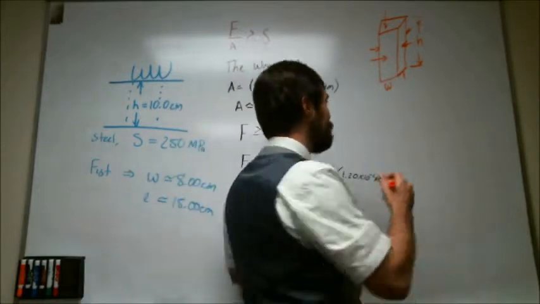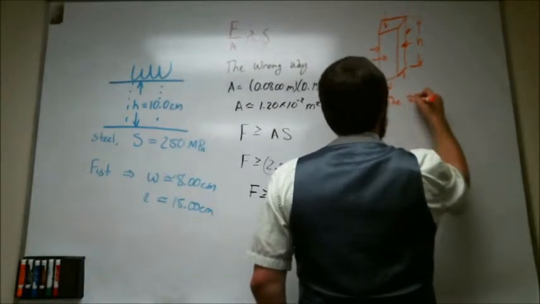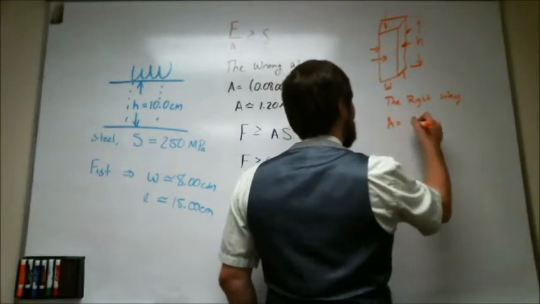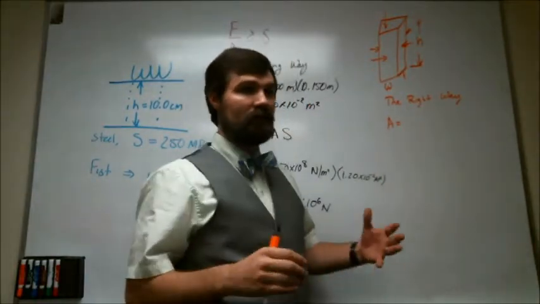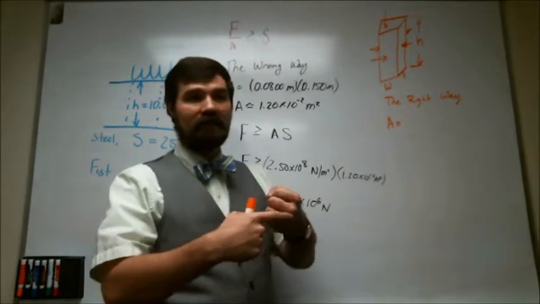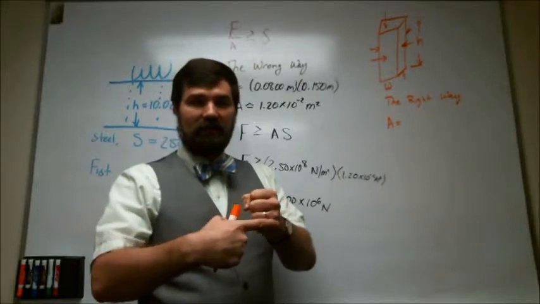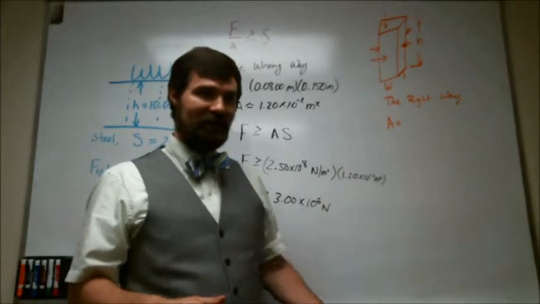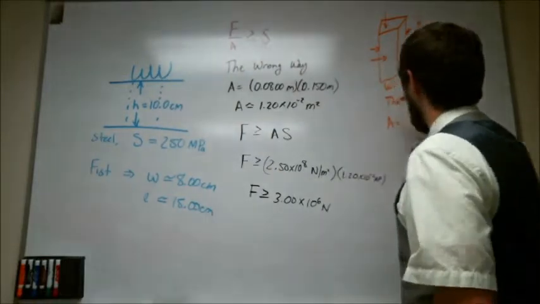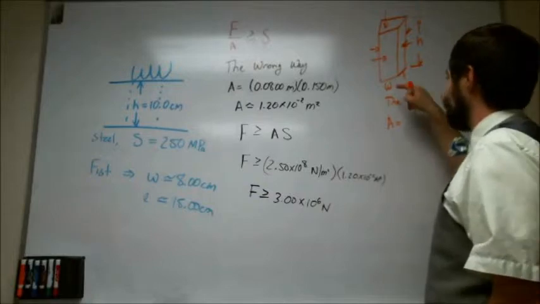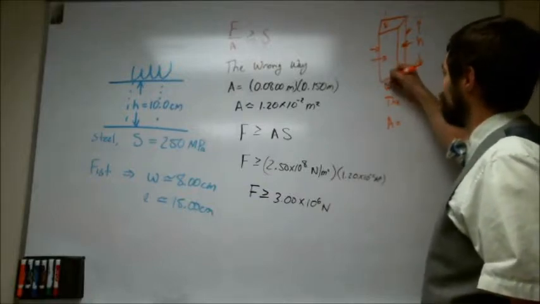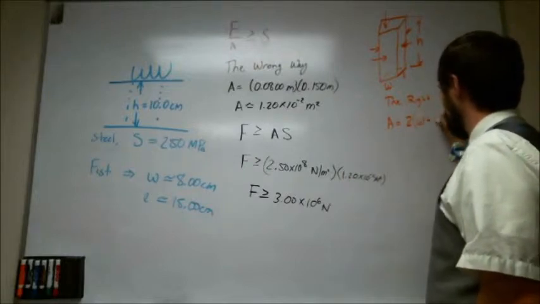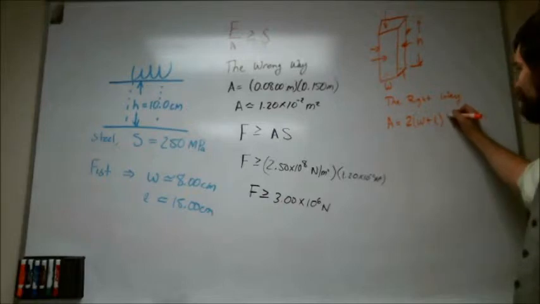So this is the right way. So the real area is going to be the perimeter of this cross section, in other words, the perimeter of his fist, times the thickness of the steel. So now we actually are taking that thickness of steel into account. So the perimeter here is going to be width plus length plus width plus length. So twice width plus length, times the height.